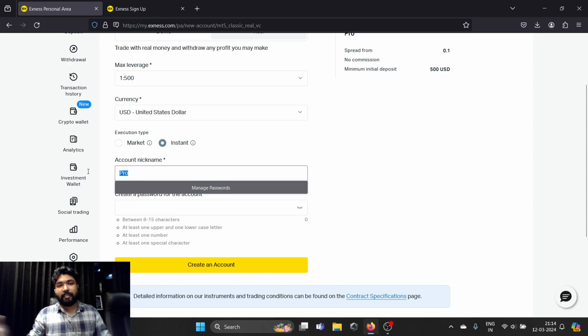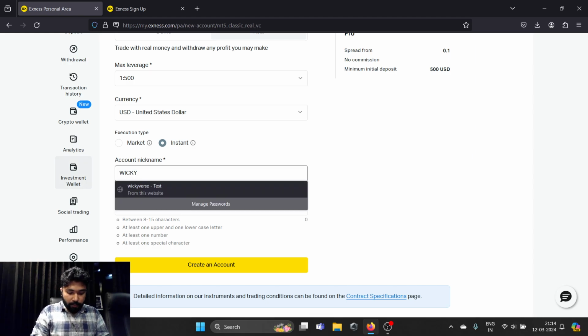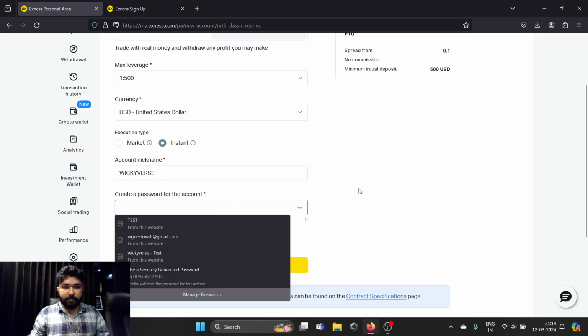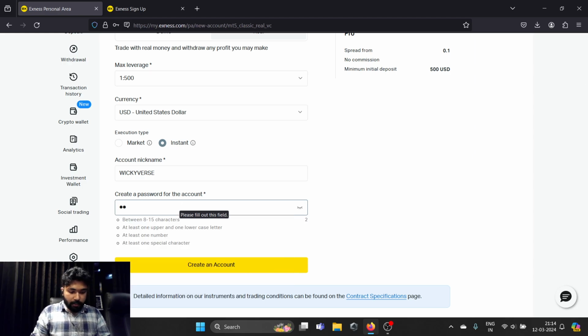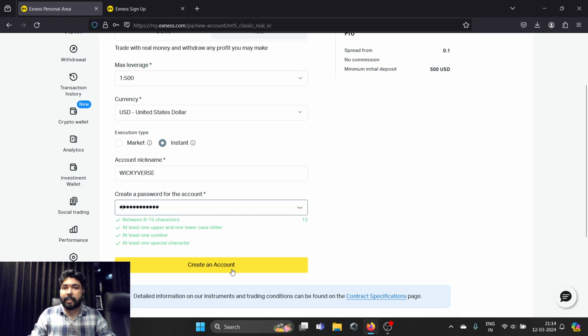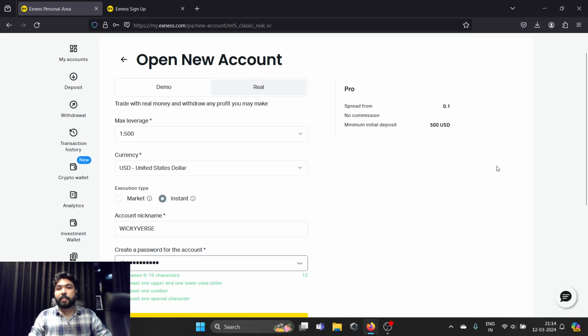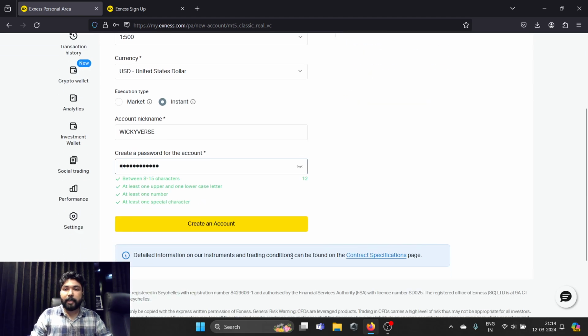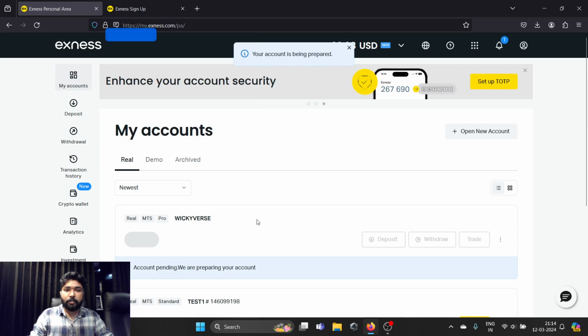And for the name you want, I'm going to type here wikiverse, and I can create any password I want. So I created my password. It says I need at least one uppercase, so that's that. Once I create it here, I would be getting access to a demo account, which I can start trading right from today. I would be getting the details and everything as such.